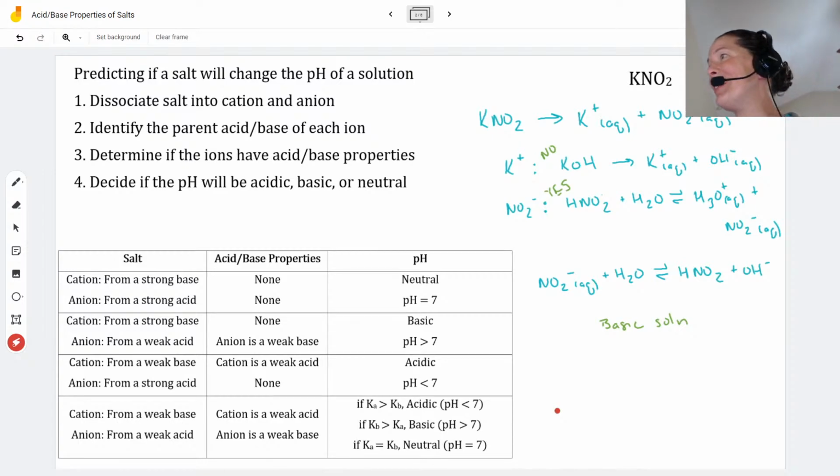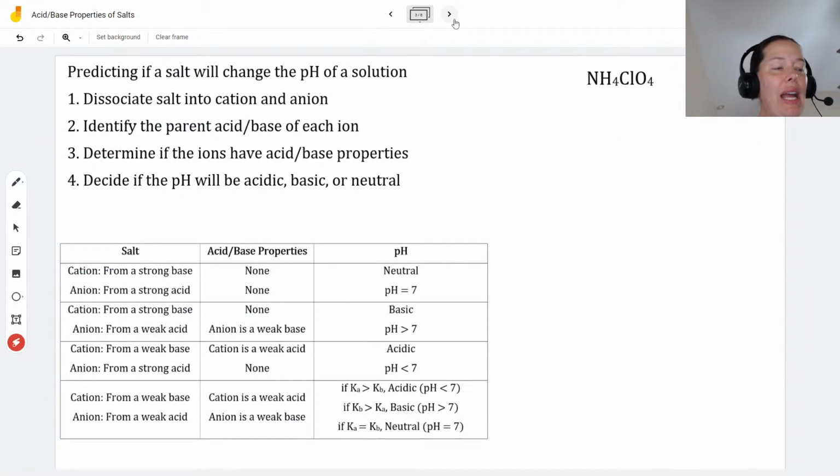Let's make sure there are no questions before I continue on, but let's practice with another salt. Okay, so again, I am keeping up my 4 steps that I use. I'm also keeping up my table, which is quite handy. And now I have another salt. So now I have ammonium perchlorate. And I need to decide again, does this salt have acid-base properties? And if so, is it going to make an aqueous solution acidic, basic, or is it just going to be neutral? Okay, so again, I'm just going to go through my steps one by one, just like I did with the previous example.